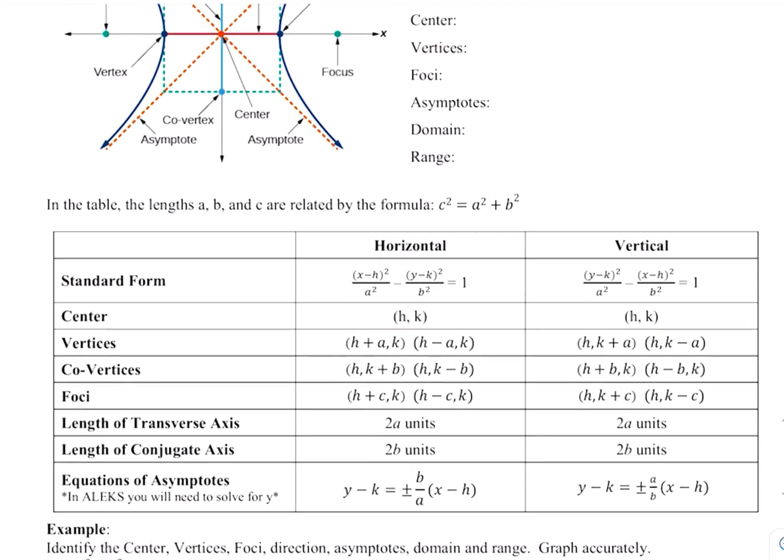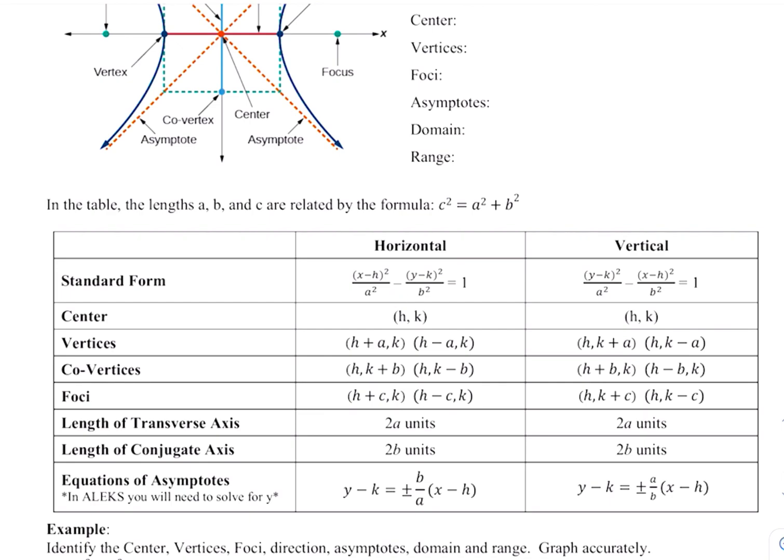Okay. So next, let's look at our formulas. These are going to be similar things to our ellipses, since our vertices are still dealing with a, co-vertices are dealing with b, and the foci are dealing with c. Center is still h and k. What's important to remember is the standard form equation is going to look different. Notice how instead of an addition sign, we have a minus. That's how we tell whether we are dealing with a hyperbola or an ellipse from the equation.